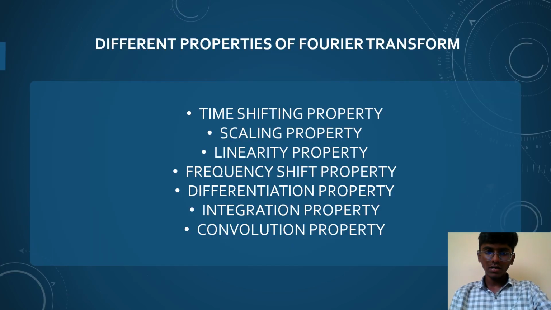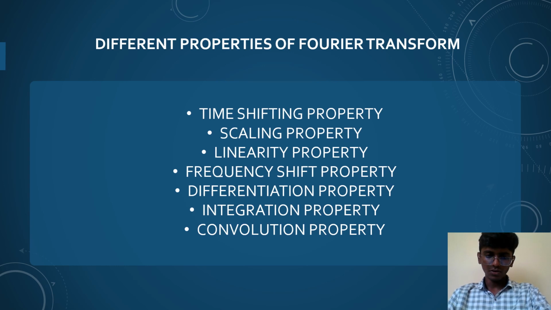Moving to the next slide. First, we need to understand what are the different types of Fourier transform properties. They are given here in the slide: time shifting property, scaling property, linearity property, frequency shift property, differentiation property, integration property, convolution property. These are some of the different properties of Fourier transform. In detail, we will study them in the next slides.